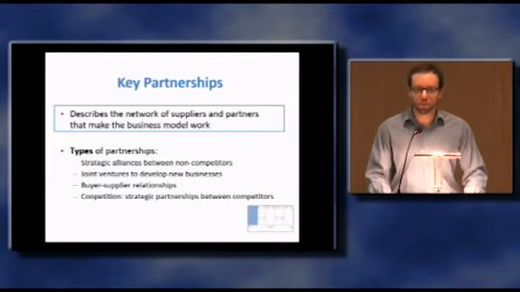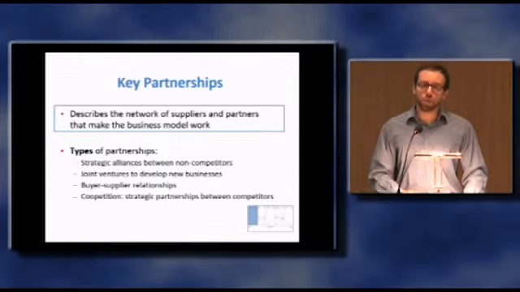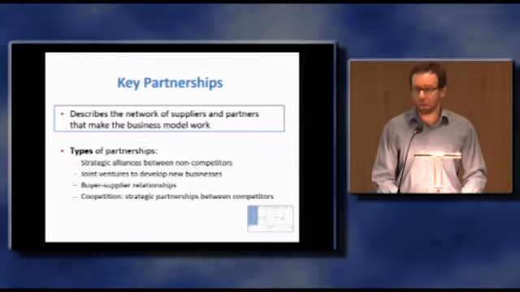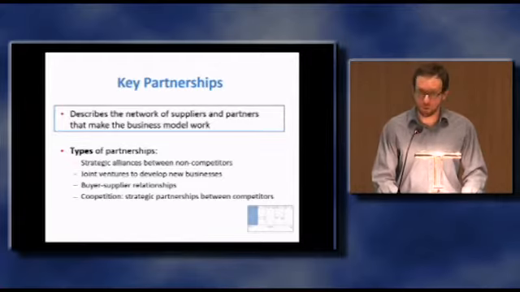And this comes down to identifying your key partnerships, the network of suppliers and partners that are absolutely required to make your business model work. These types of partnerships may be strategic alliances, joint ventures, or buyer and supplier relationships, like where you buy your products from or your resources. They may also be related to competition, like strategic partnerships between competitors.